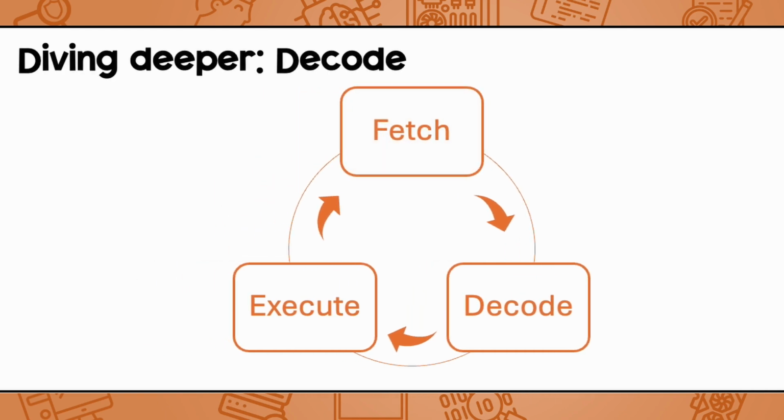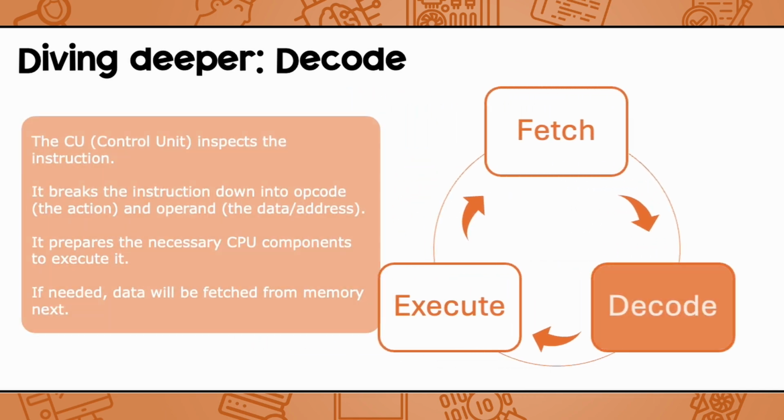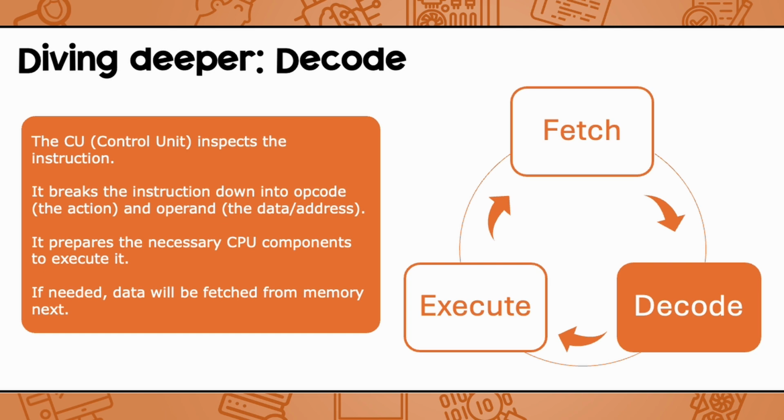Moving on to the decode. Next, we're going to look at how the control unit decodes the instructions. So basically, it breaks it down into parts. Typically an opcode, which is the action to be performed, along with the operand data, which might be an address or a value. Now, you don't specifically need to know these terms for your exam, but the opcode is part of the instruction that tells the CPU what operation it needs to perform.